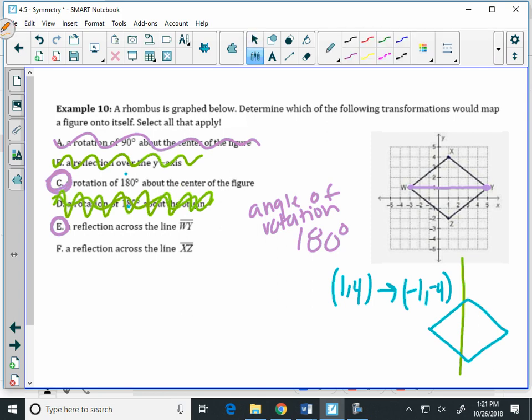Same thing with XZ. We go from X to Z. That's also a line of symmetry. It's going from opposite corner to opposite corner. So those will always be the line of symmetry for a rhombus, whether it's in the coordinate plane or not. 180-degree rotation of the center of the figure, and then across the diagonal, so from opposite corner to opposite corner. I think that's the last one.